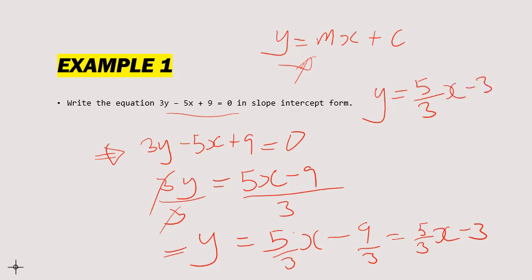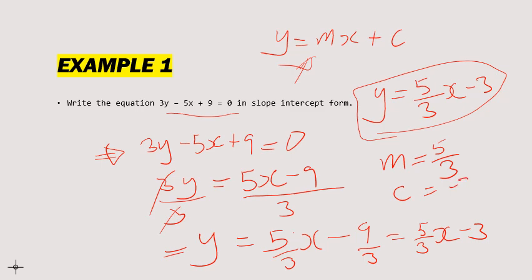So in this form, it will be 5 over 3x minus 3. So from this equation that we have made in that form, we know that m in this case will be equal to 5 over 3. And where the line is cutting, c, it's cutting it at minus 3, at negative 3. Okay, so that's the gradient, that's the y-intercept.